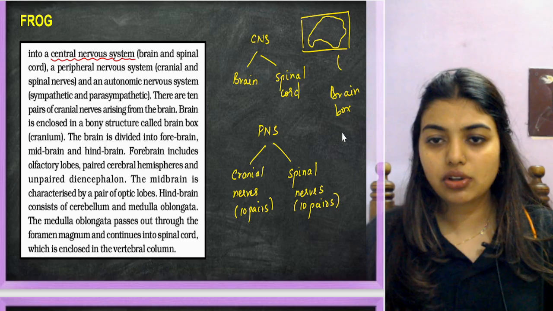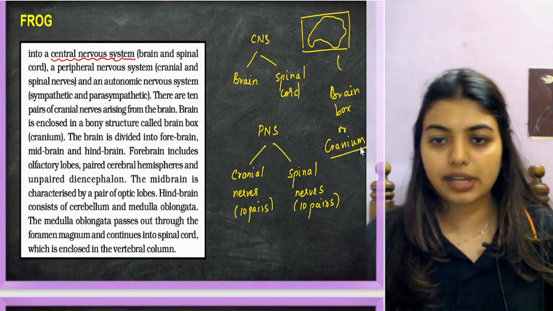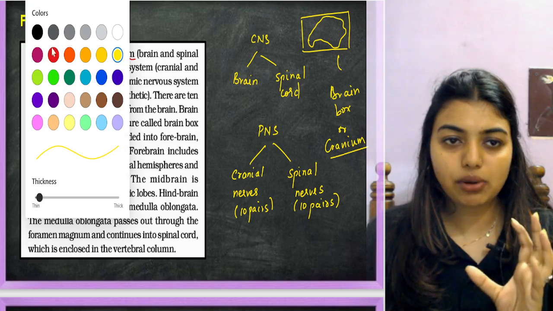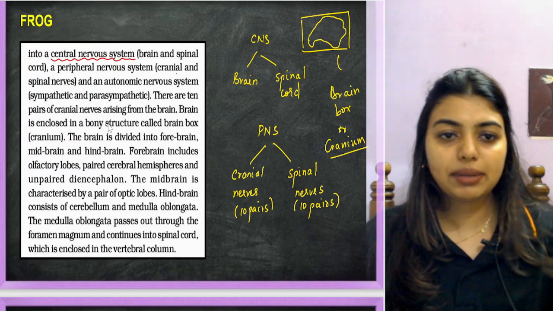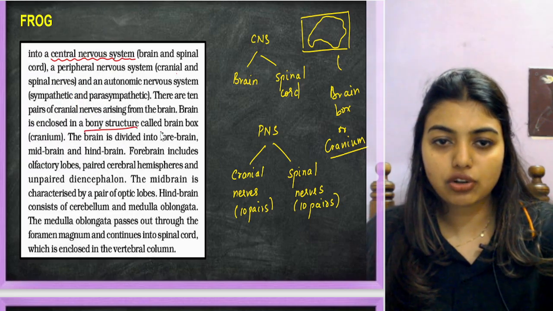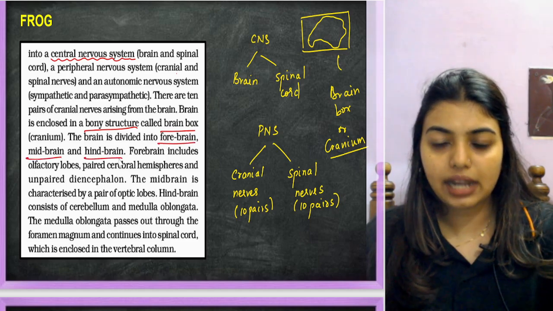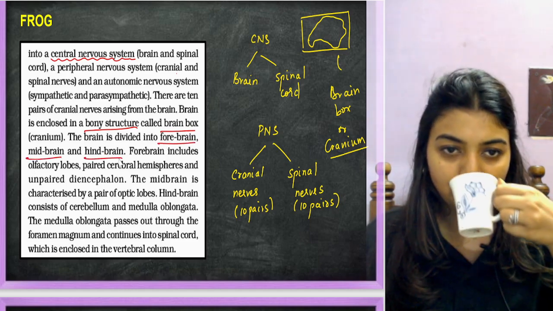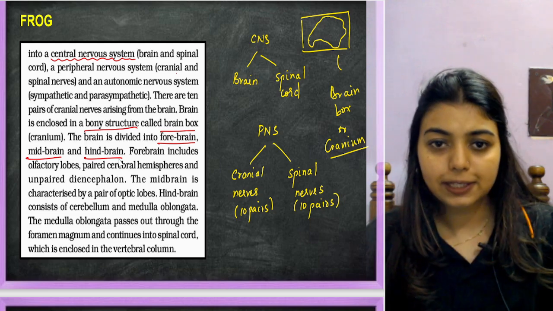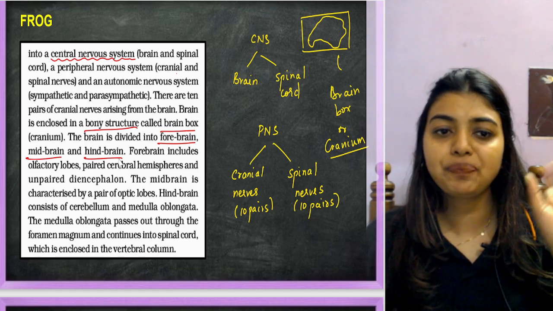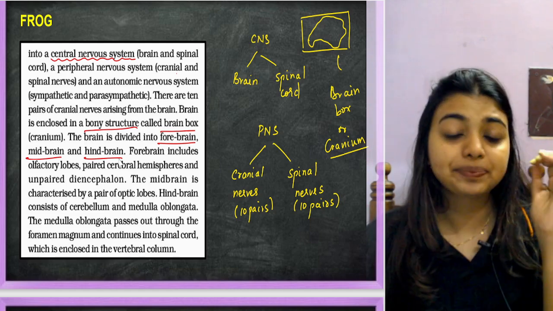Okay, brain box or cranium. Now the brain is very important. Next part of it, look here, the brain is enclosed in a bony structure called the brain box. The brain is divided into forebrain, midbrain and hindbrain.